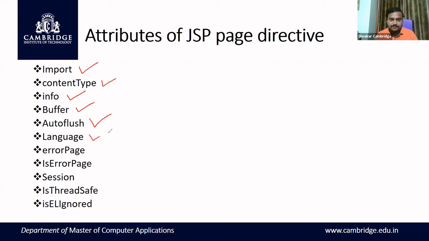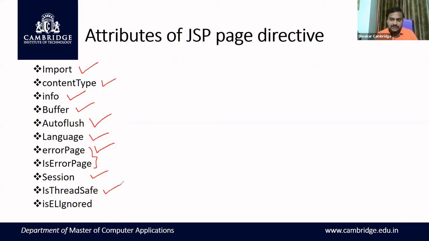If you want to set the language for this JSP, you use language. If you want to handle runtime errors in this JSP, you use two attributes, called error page and is error page. These two attributes are used in conjunction with each other. We have a session attribute to set the session for the current JSP. And we have the is thread safe attribute, to set whether you want to handle multiple threads or a single thread.